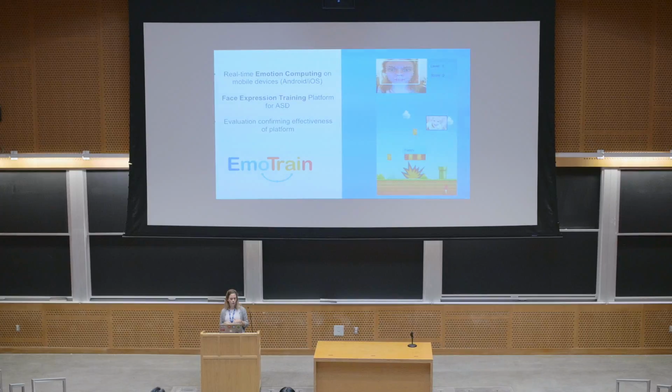So as a summary, EmoTrain is a platform that teaches individuals with autism how to recognize emotions and also how to perform these emotions. The core component of this is real-time emotion computing on mobile devices such as Android and iOS. Our platform is available on an iPad, iPhone, and an Android phone. We also performed an evaluation which showed that the platform is truly effective. Thank you.